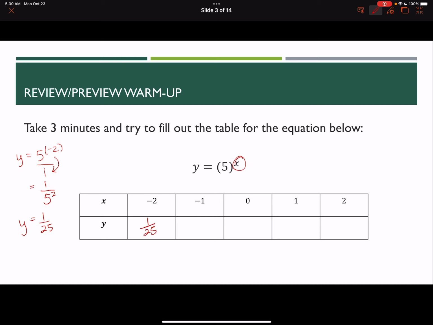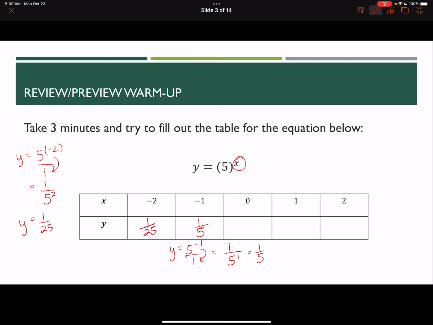Remember, a negative exponent does not make the number negative. It tells me to flip the base. Now I'm going to plug in negative 1. So y is equal to 5 to the negative 1. Again, a negative exponent tells me to flip the base. So this becomes 5 to the positive first on the bottom. Nothing's left on the top, so I put a 1. Well, 5 to the first is just 5. So this is going to be 1 over 5.